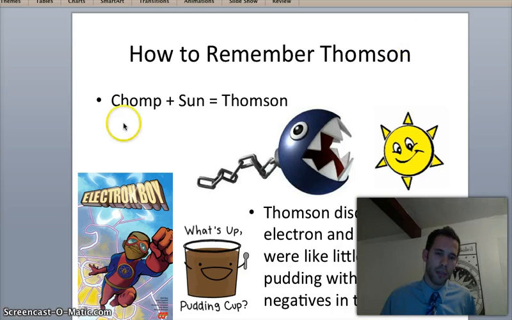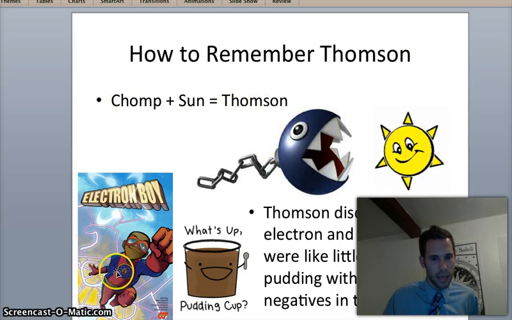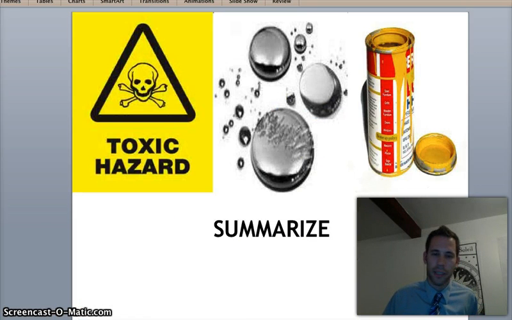How I remember Thomson is Chomp's son, like Thompson, and he was like the electron boy with the what's up pudding cup. Thomson discovered the electrons, so atoms were like little wads of plum pudding with negatives thrown about. An interesting model, but he would actually have a student come later on and disprove him.